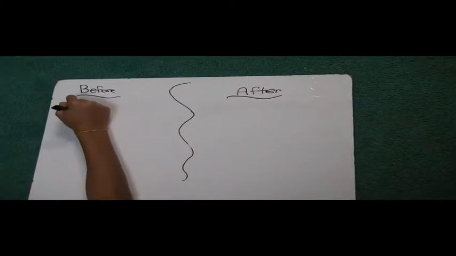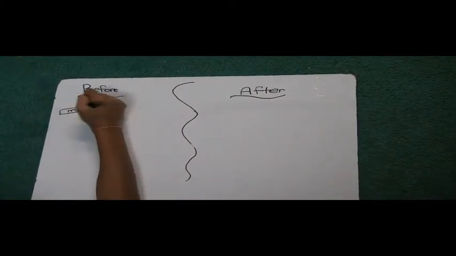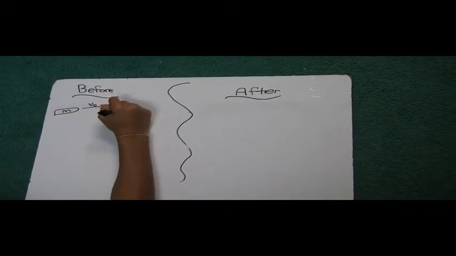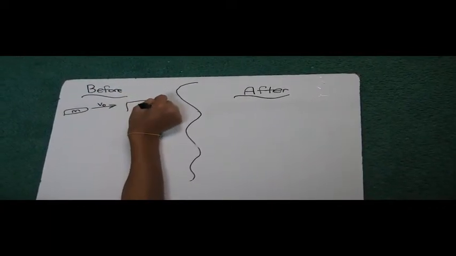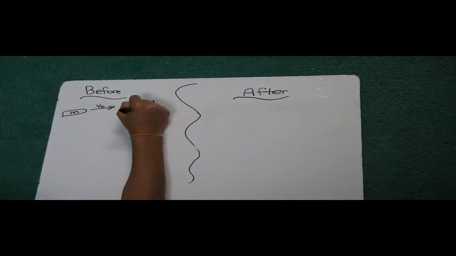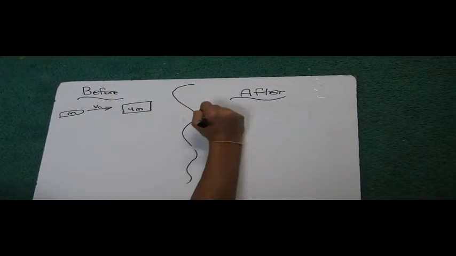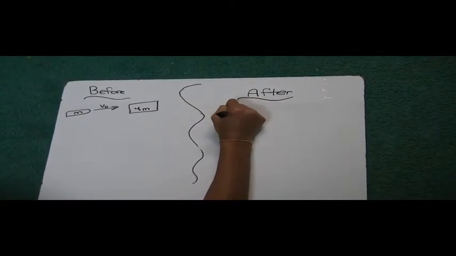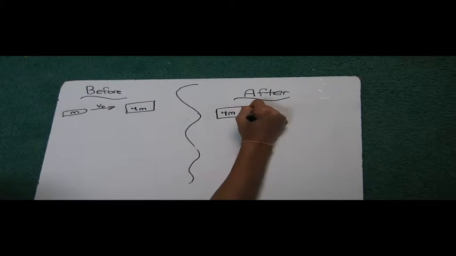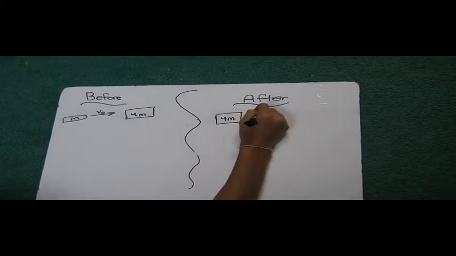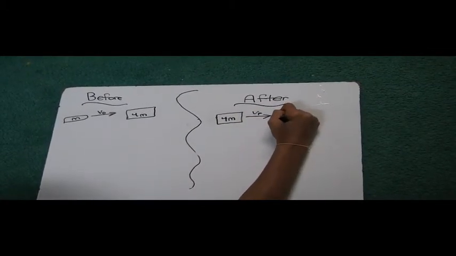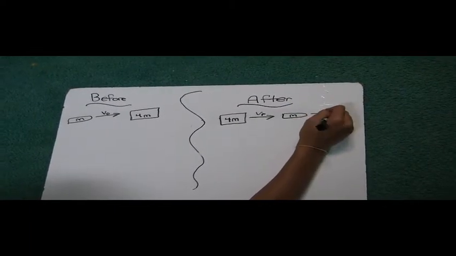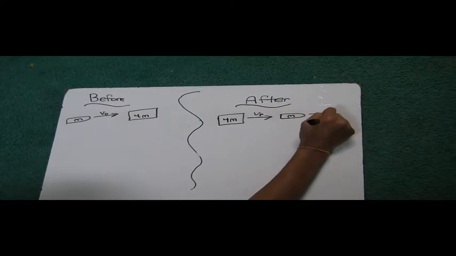Now we are going to draw the before and after diagrams for this situation. Starting with the before diagram, you have a bullet of mass m that's traveling towards a block of mass 4m with an initial velocity of VO. In the after diagram, the bullet penetrates the block of mass 4m and the block has a final velocity of VF. The bullet of mass m has a final velocity of VO divided by 3.